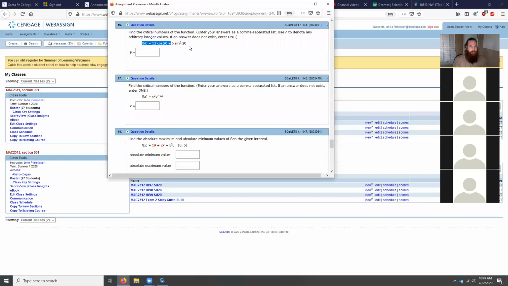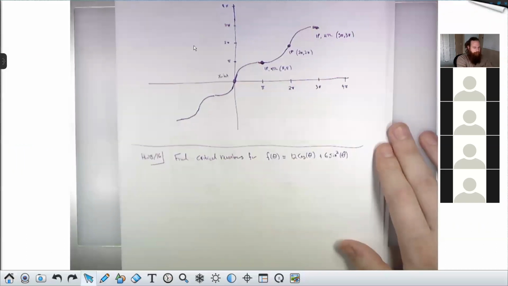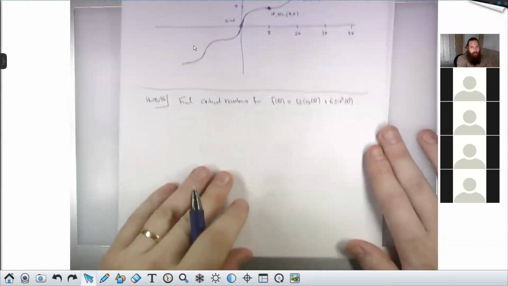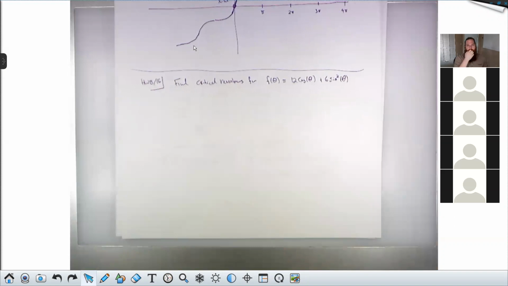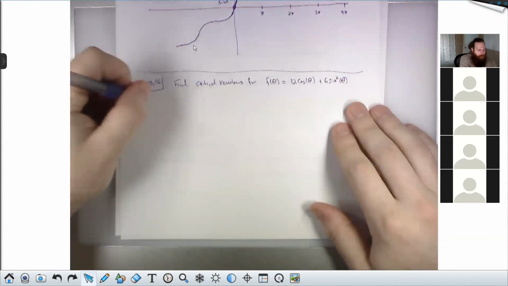So we want to find critical numbers for this guy. Homework 8, number 16 asks us to find critical numbers for this function. Let me write it down. Sine and cosine both have domains of all real numbers, so any place where f primed is 0 or undefined will automatically be a critical number. We don't have to worry about domain stuff. So I'm just going to take f primed.